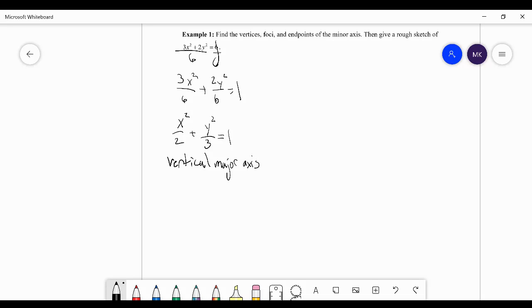Now we can also see here there's no minus h or minus k. We just have x squared and y squared. So what's really nice about this is it's not being shifted away from 0, so it makes it easy to find all of our centers and things of that nature.